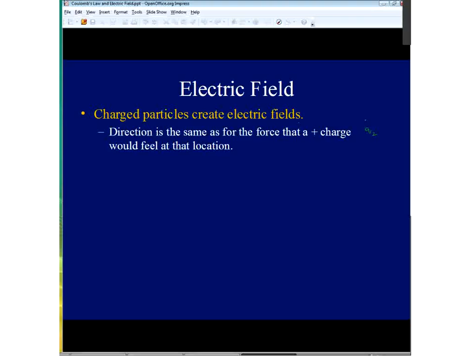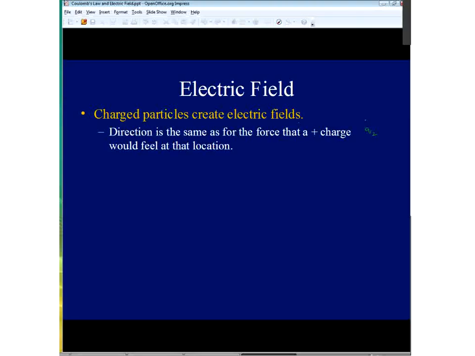Now, what is the direction of the electric field? Let's visualize Q1 and Q2. Let Q2 be the test charge. Let it be positive. Right? So Q2 will experience force in a certain direction.